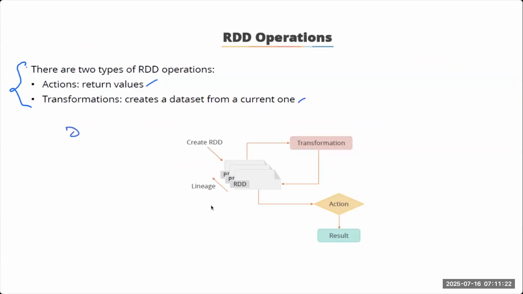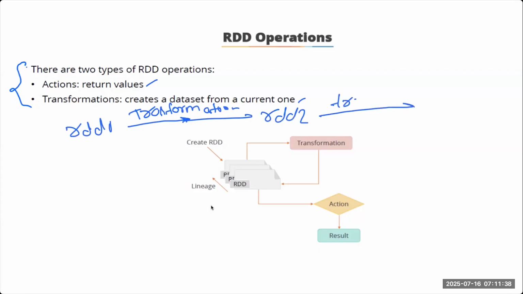Transformation is where you take one RDD, do some transformation on it, and it will return you another RDD. Then again you do some transformation, and again it will return you another RDD. So a transformation on one RDD will return you another RDD. Once you perform the action, you will get the result, and the result will be sent to the driver.